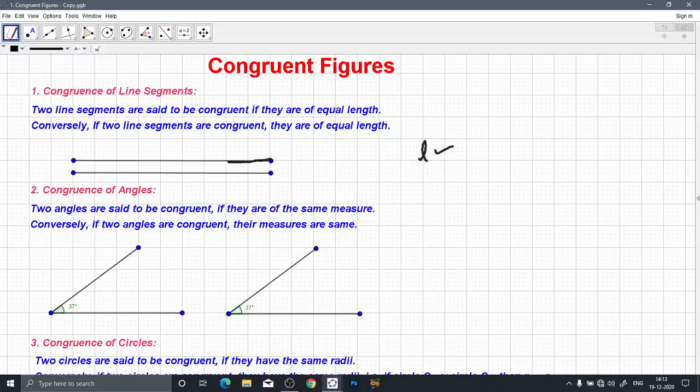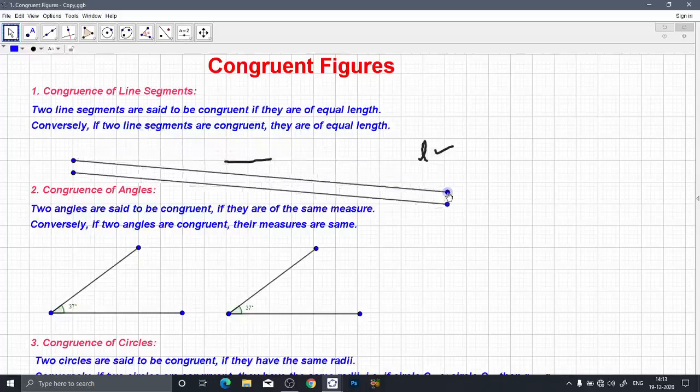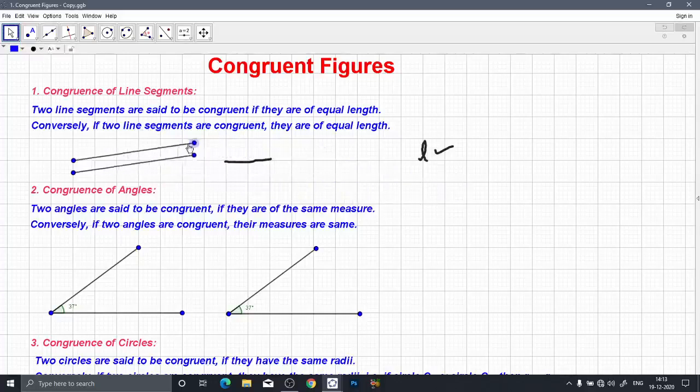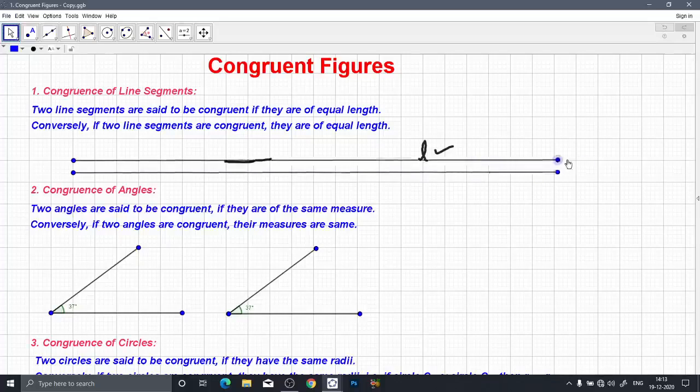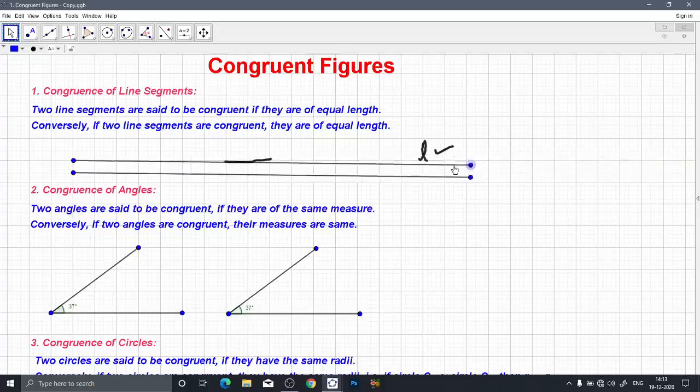If I move this line segment, both of them move exactly the same measurement. Observe here, because these two are congruent to each other, exactly equal to each other, we can move them like this. So these two line segments are congruent, so they are equal in length.